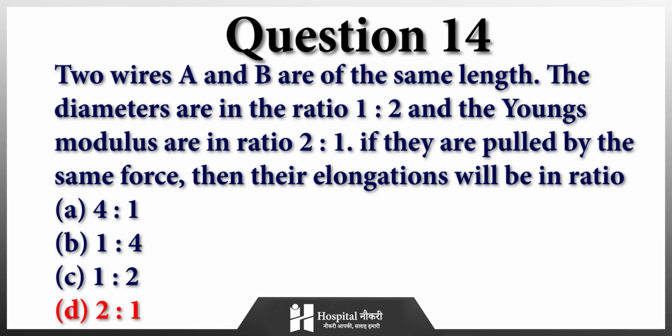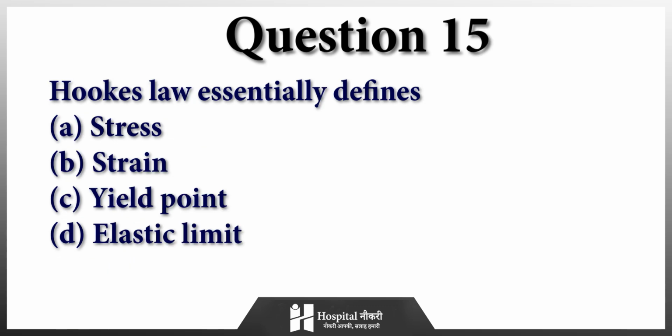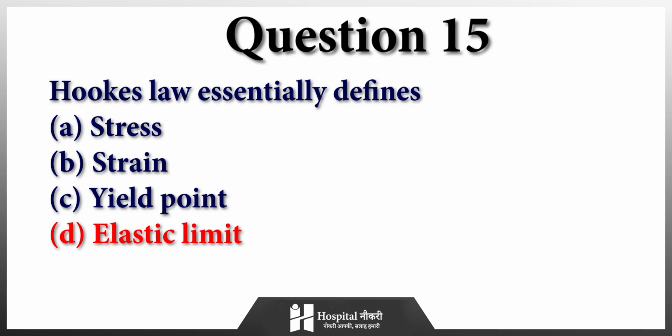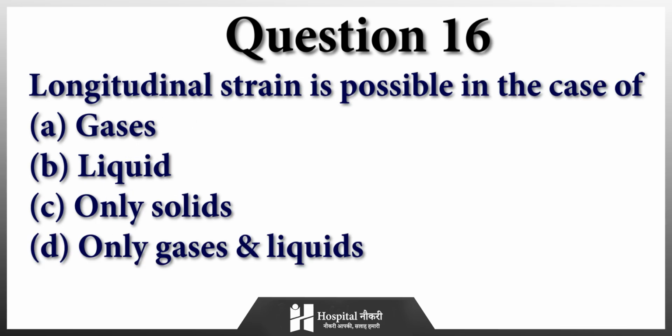Very interesting question and very simple. Hooke's law essentially defines A, stress, B, strain, C, yield point, D, elastic limits. The correct option is D, elastic limits. Next question is, longitudinal strain is possible in the case of A, gases, B, liquid, C, only solids, D, only gases and liquids. The correct option is C, only solids.